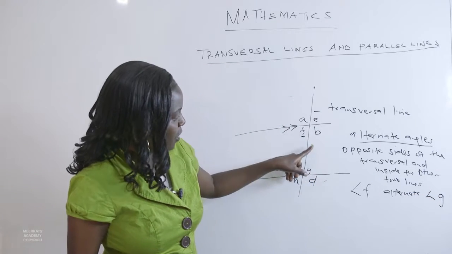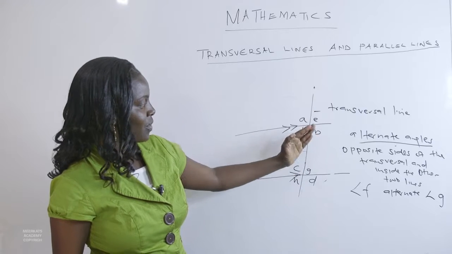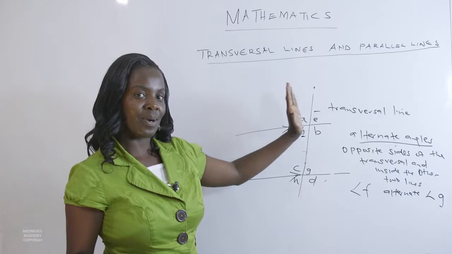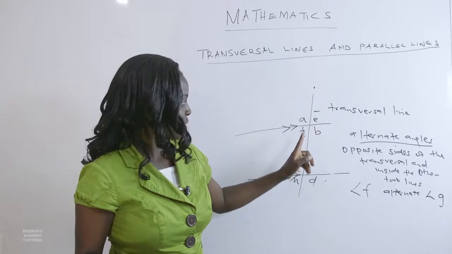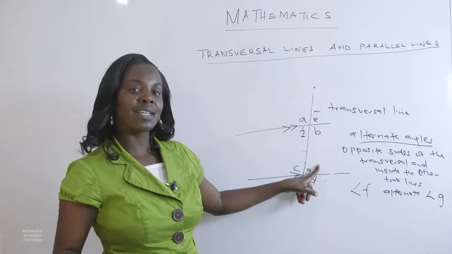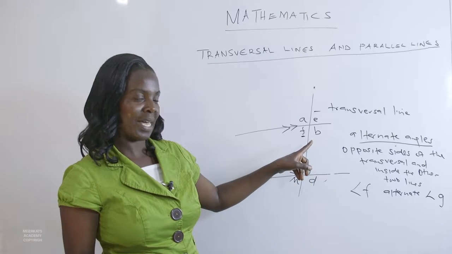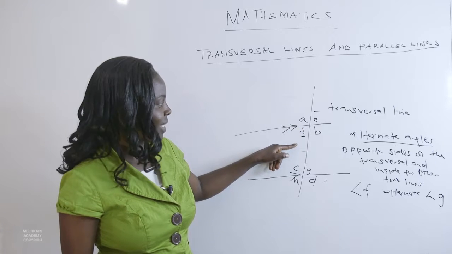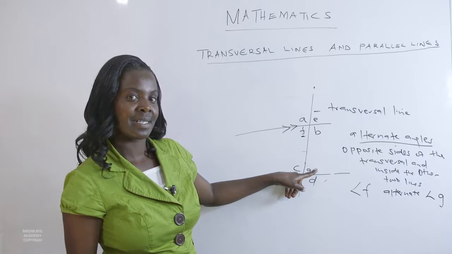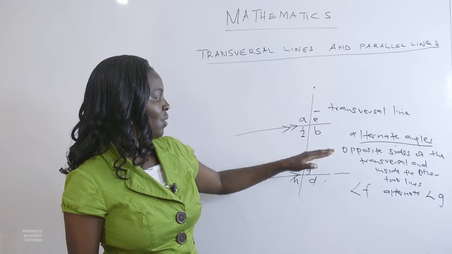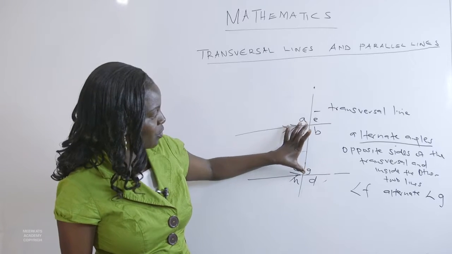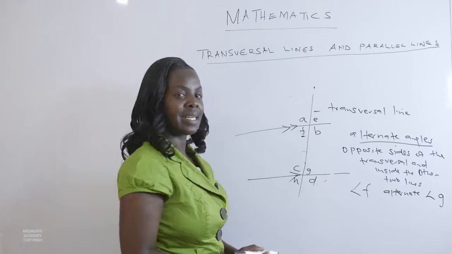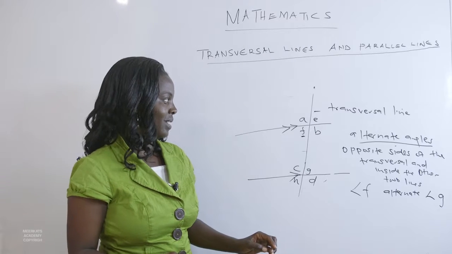Because we have said they are on the opposite side. This is the transversal. It is on this side. F is on this other side of the transversal. So we look for the angle that is on this opposite side, and it should be inside the two lines. You realize that F is inside this line, then G should also be inside the line, in between the two lines. So F and G are alternate angles.